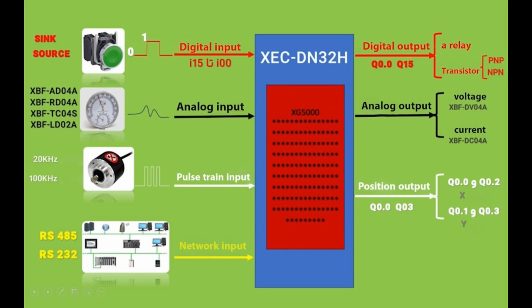But positional outputs, which are mostly used in positioning and position control applications. In H-series PLCs, the outputs Q00 to Q03 are used, where Q00 and Q02 outputs are related to the X-axis, and Q01 and Q03 outputs are related to the Y-axis.